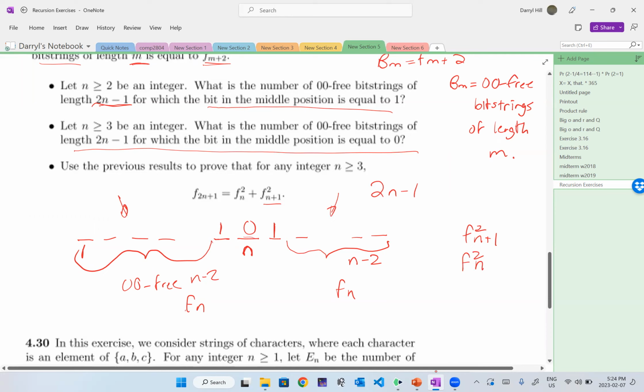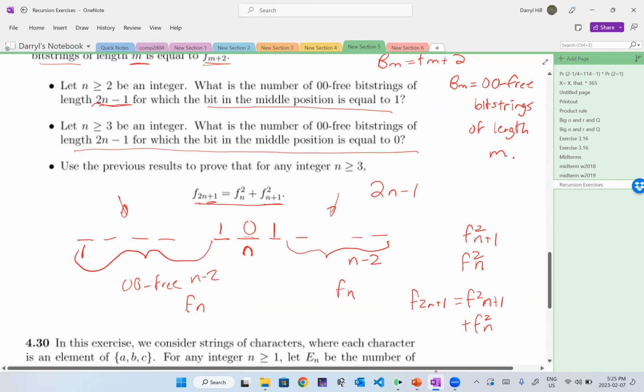Right? Well, if I add all of the bit strings with a 1 in the middle and a 0 in the middle, they're all 00-free. Well, that is all of the bit strings of length 2n minus 1, which is the 2n plus first Fibonacci number. So that's how I get this, it's the sum rule. So f of 2n plus 1, which is the number of 00-free bit strings of length 2n minus 1, is equal to f of n plus 1 squared plus f of n squared.